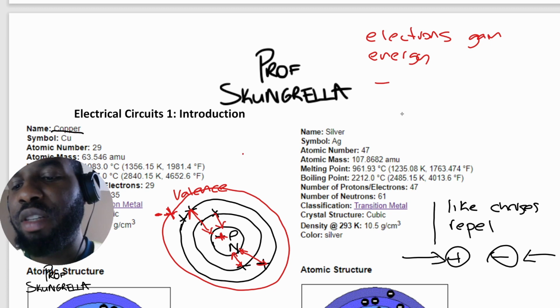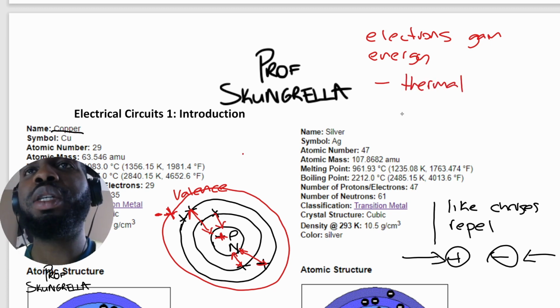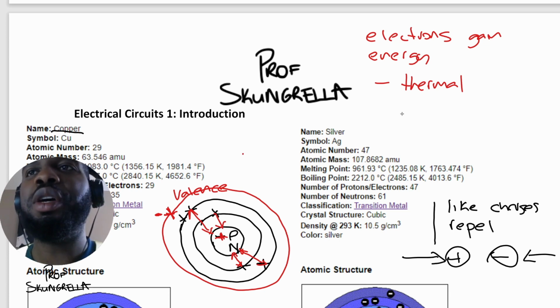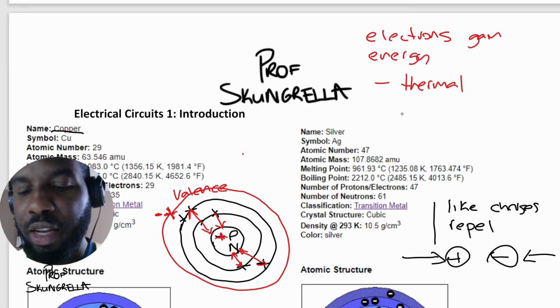The first reason I have is thermal. Electrons can gain thermal energy from the surroundings. So for example, if you heat up a piece of material, that thermal energy is absorbed by the electrons, and we can have an electron gaining enough energy so it can actually leave this atom and become a free electron in the material.